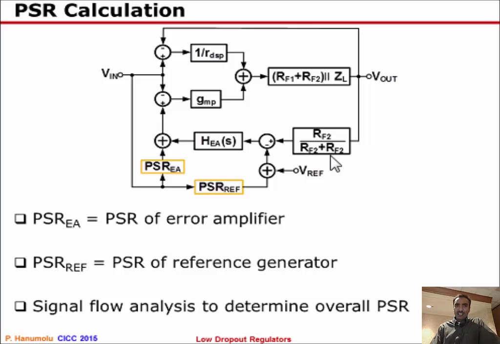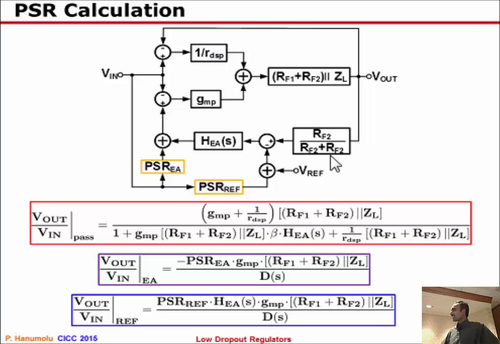So I can now write the transfer functions from V in to V out in the presence of noise, in the presence of finite PSR of the reference generator and the error amplifier by the following. Again, this is exactly the same analysis that I have shown here, but these things look a little bit more complicated because I need to go through the same analysis that I have shown. I mean, I don't want to spend too much time on this, but the key takeaway from here is that V out over V in for the reference generator is low pass. So we are going to discuss in the reverse order.